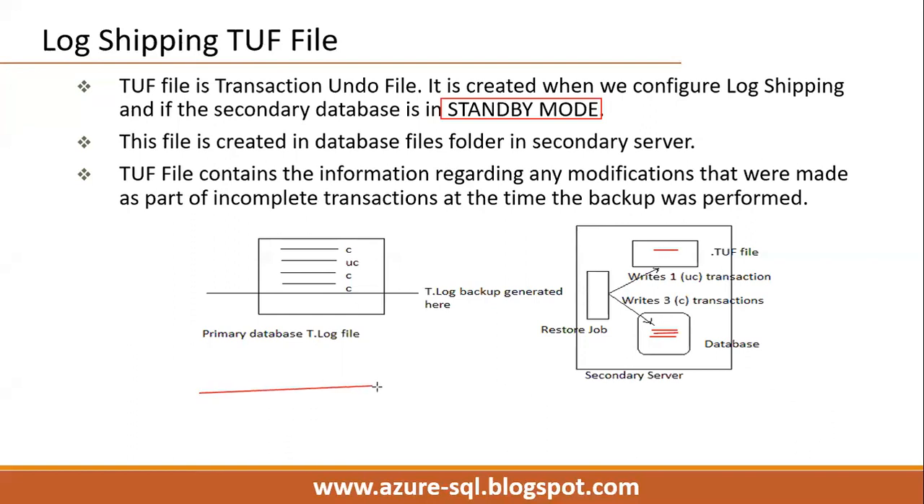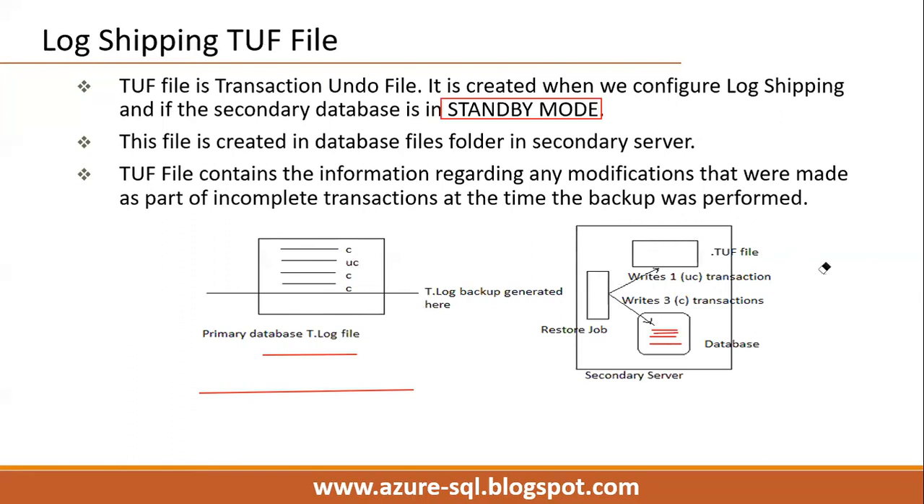Okay, next the 9:15 backup is there. Before 9:15, this uncommitted transaction was committed, for example. Now, whenever this backup is restored by the restore job, it will go to the tuf file and push the transaction to the database. Why? Because now it is committed. Now users can read the data. Users can read this transaction.